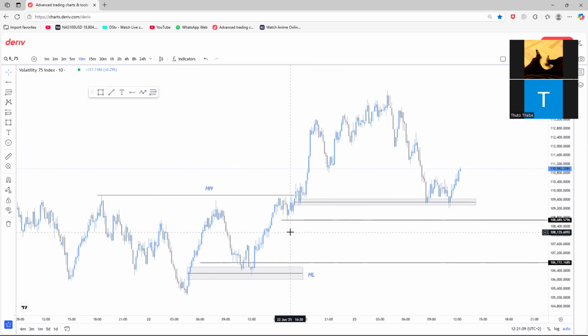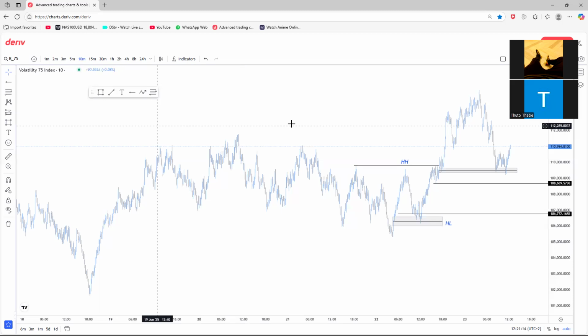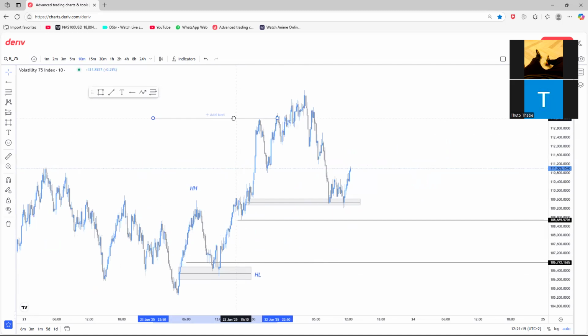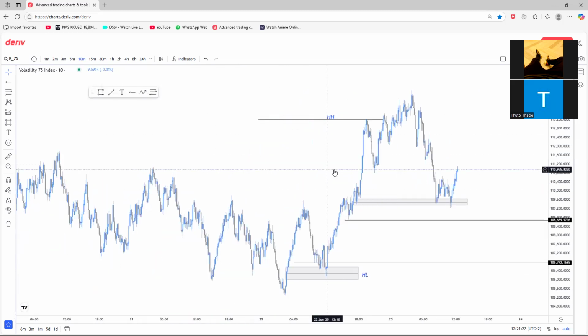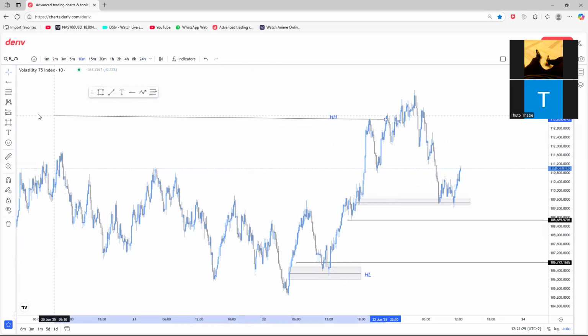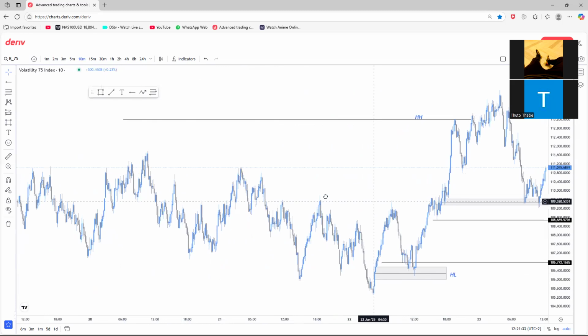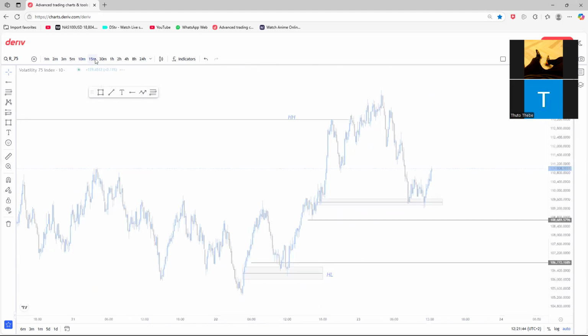Let's see. Do we have a higher high here? Yes, this one is higher than all the other ones on the left, so we take it. It's the highest one. Why are we saying this one is a higher high? It's higher than all the other highs there on the left, and it gets broken.